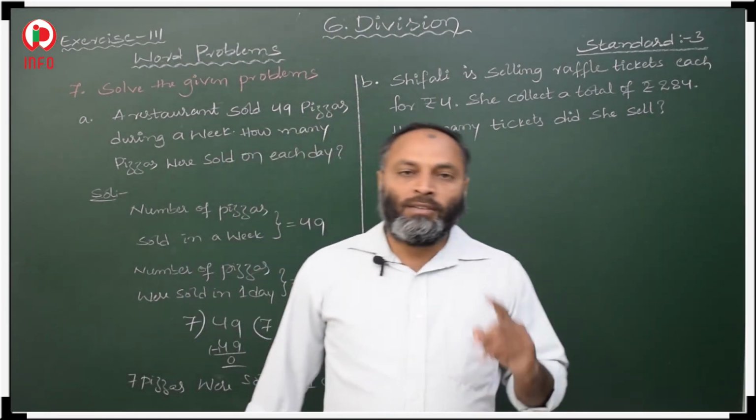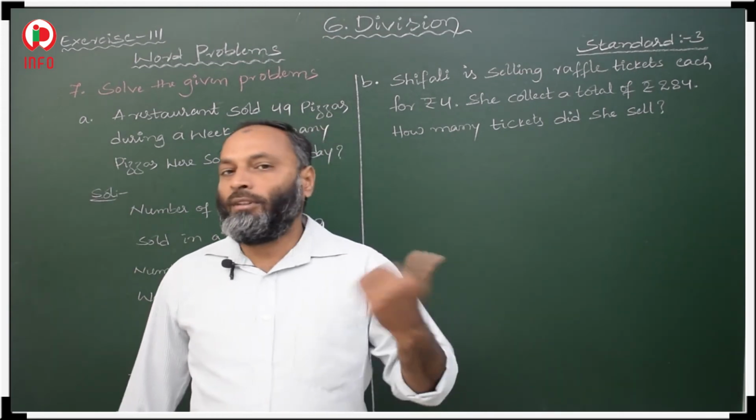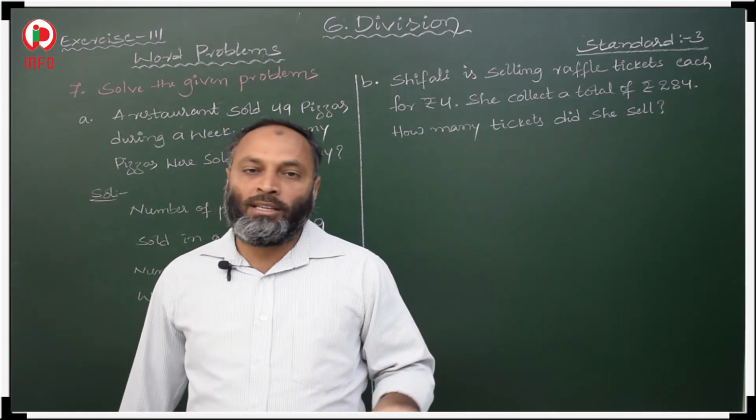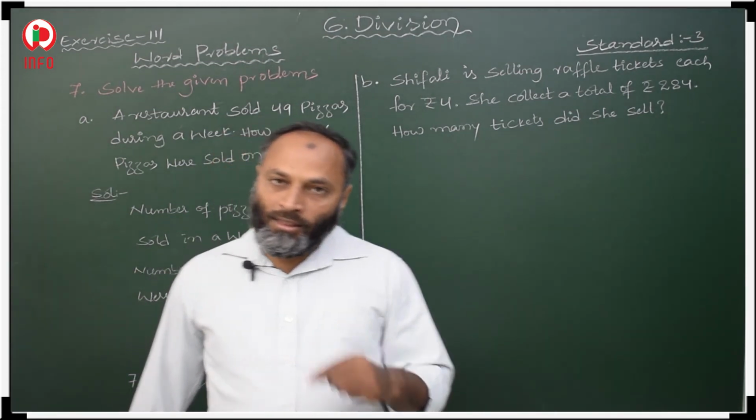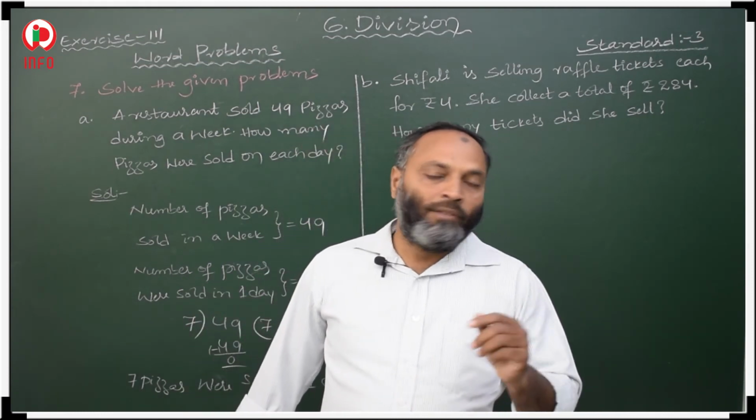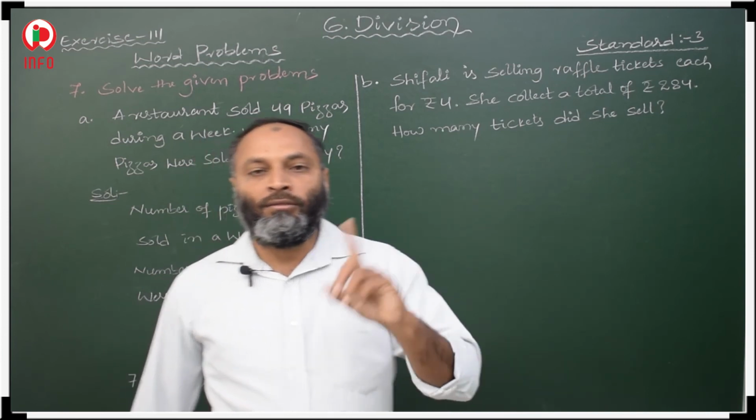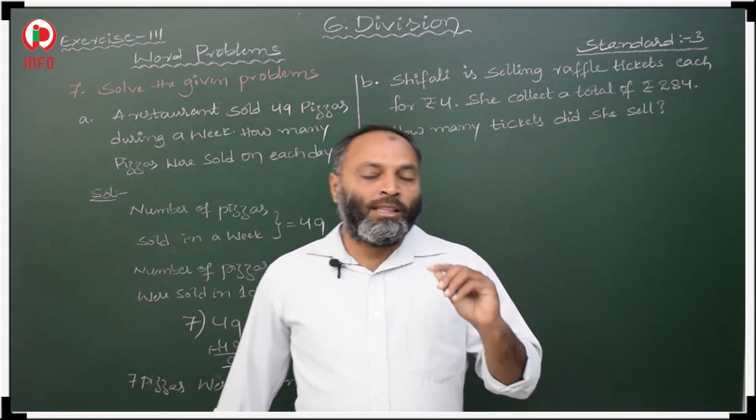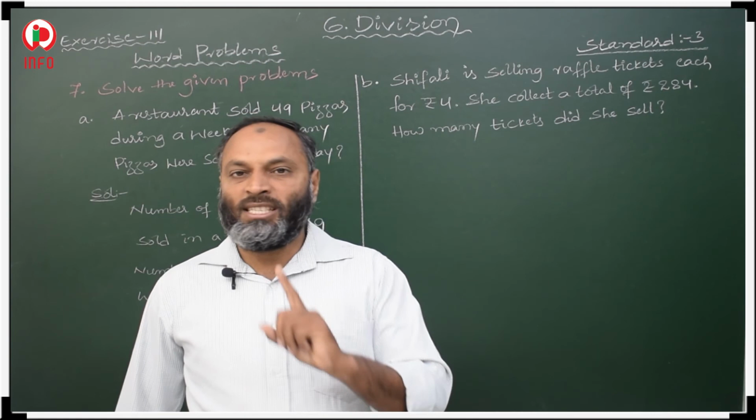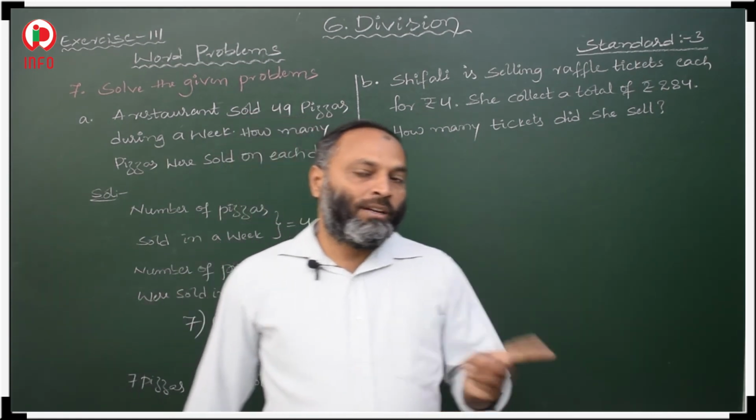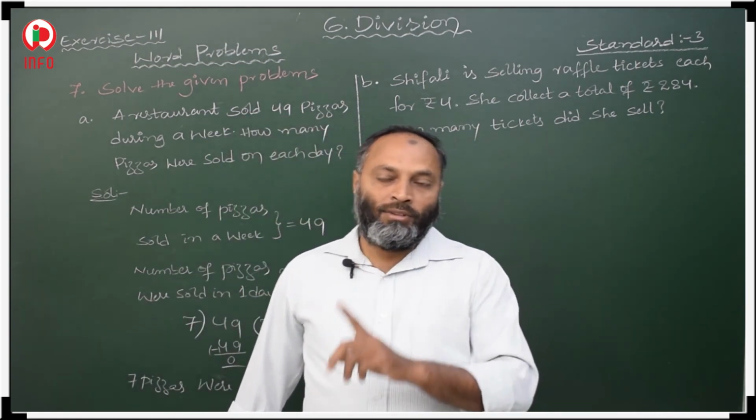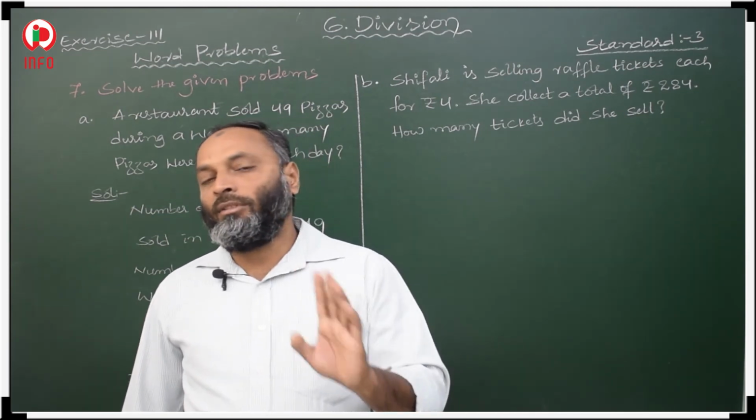So, here see one thing: if more is given for many, and he asks about 1, then in these types of cases we have to do division. Here for 1 week he has given 49 pizzas, then for 1 day he is asking. It means about 7 days he has given, for 1 day he is asking, so we have to divide.